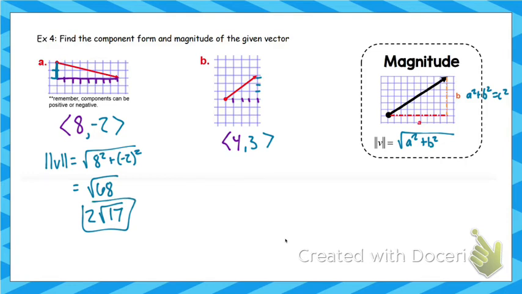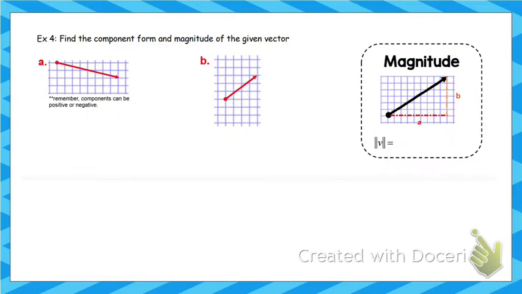All right, let's try the next one. Again, to find the magnitude here, Pythagorean theorem. So the square root of 4 squared plus 3 squared. That would be the square root of 25, which is just 5. That's one of your triples. So magnitude really is just the Pythagorean theorem.